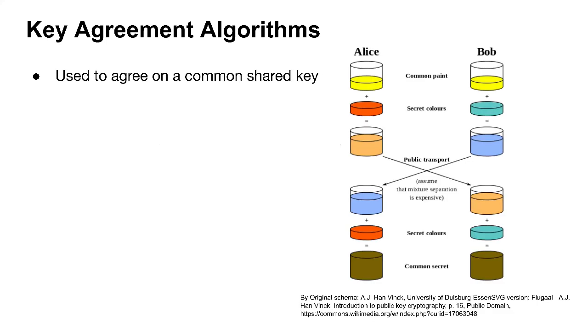This is another diagram from Wikipedia, which I like to show just because of its visual aspect. The security of a key agreement algorithm is based on the fact that you can't go backwards, even if you know one of the shared secrets. And so here you have Alice and Bob that have a common paint color, but they each have their own secret color. Those are mixed together to form the orange and the blue. That's transferred to the other party. And then when they mix that shared color together with their own secret color again, they end up with a common secret, which is down at the bottom, the brown.